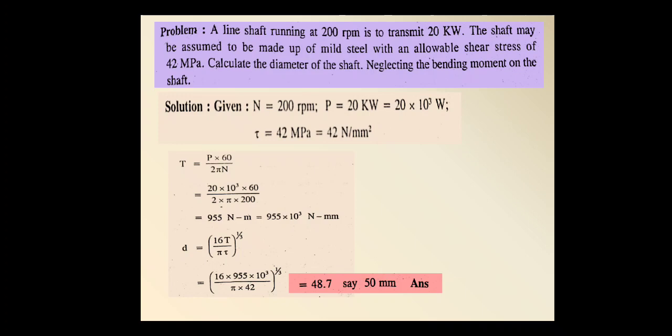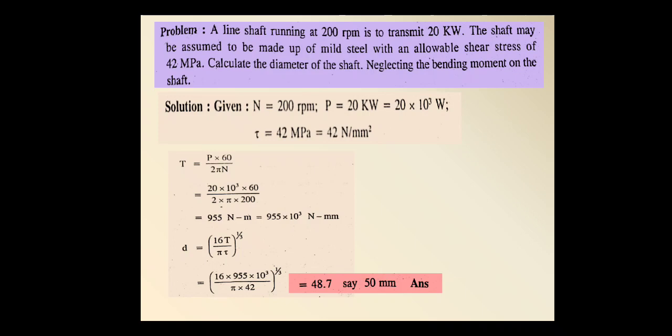A line shaft running at 200 rpm. So here 200 is nothing but N rpm, which is to transmit 20 kilowatt. To transmit the 20 kilowatt power, this much rpm is required for the shaft. So power P is given as 20 kilowatt. We need to convert it into watts, so that's 20 into 10 raised to 3. The shaft is made from mild steel with an allowable shear stress of 42 megapascal. So here 42 megapascal is nothing but the shear stress tau.